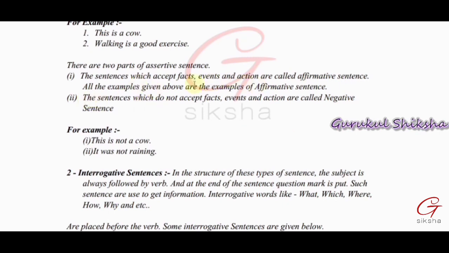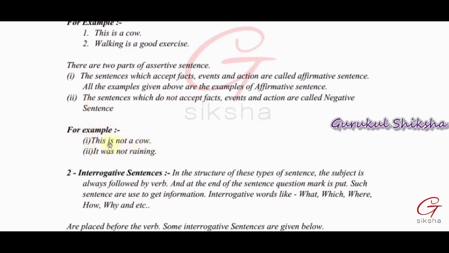The definition of affirmative sentences is: the sentences which accept facts, events and actions are called affirmative sentences. All the examples given above are examples of affirmative sentences. We can say affirmative sentences are positive sentences, where we can find a positive strength. Next, sentences which do not accept facts, events and actions are called negative sentences. That means if we use any no or not in a sentence, it comes under negative sentences.